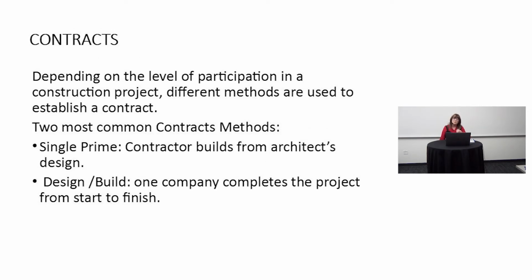Depending on the level of participation in a construction project, different methods are used to establish a contract. Here are the 2 most common contract methods. First one is single prime. This is when the contractor builds from an architect's design. This is a very common contract method. You will have a design group or an architect who creates a building, and that will get handed over to the contractor to build from the architect's design.